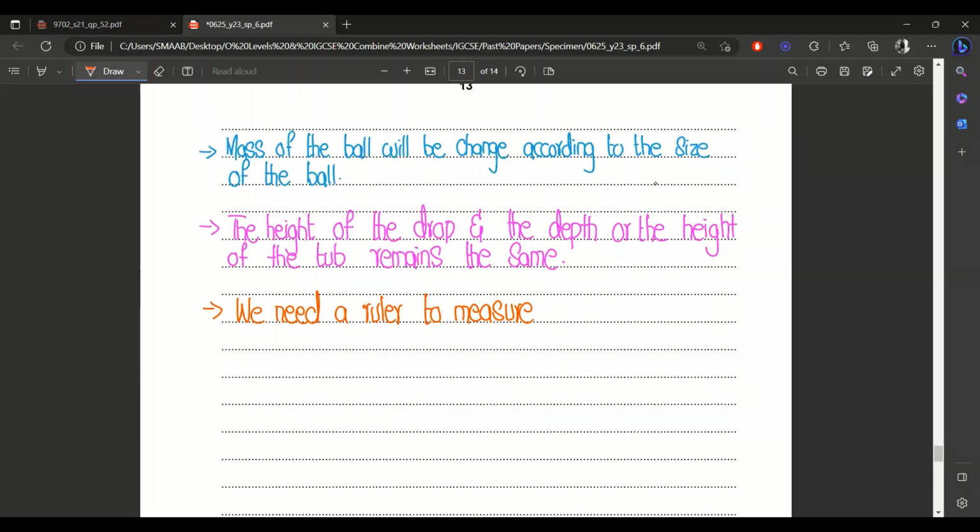While I am writing this third point, think about it from the other two points. A balance. Yes, very good, because we also need to measure the mass, and a balance measures the mass.